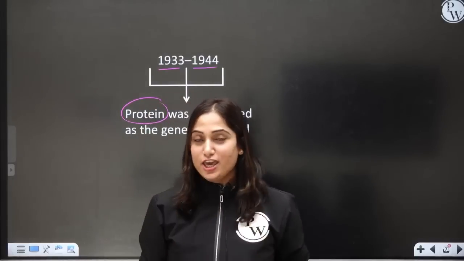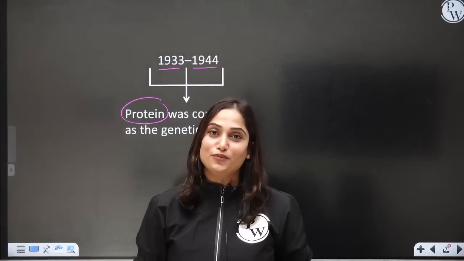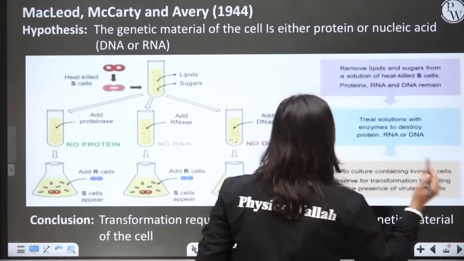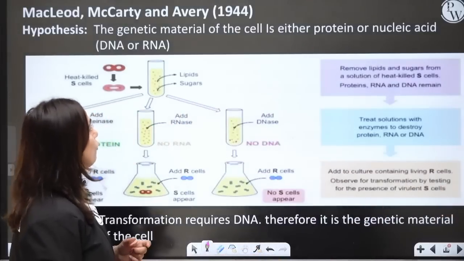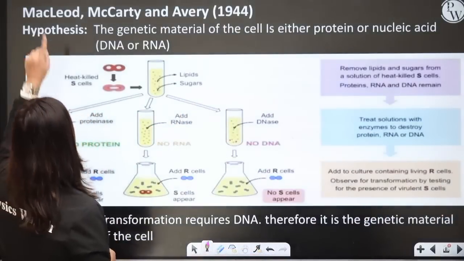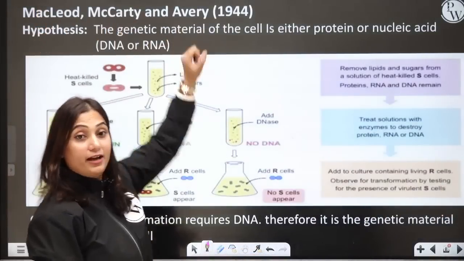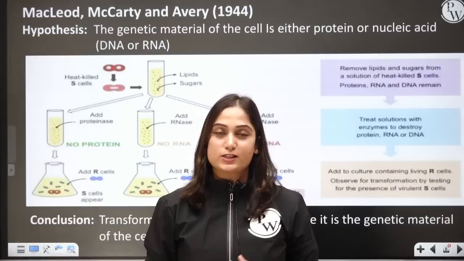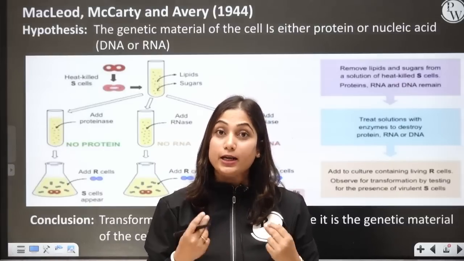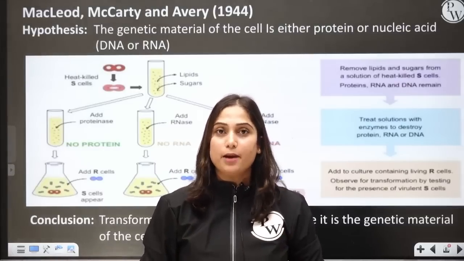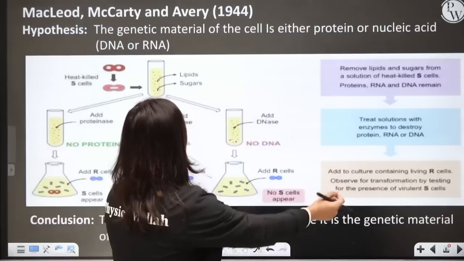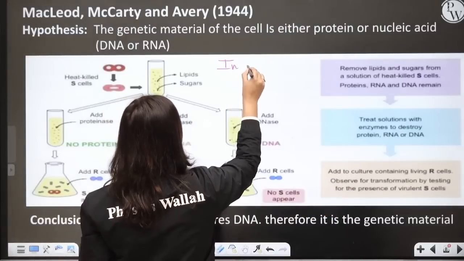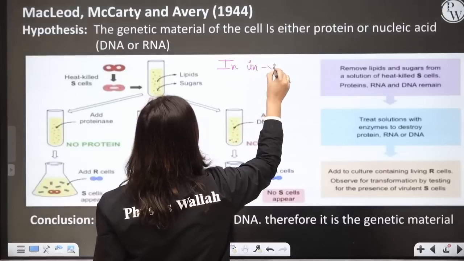But something changed in the year 1944. And what changed? Let's discuss. In the year 1944, there was an experiment, that is MacLeod, McCarty and Avery's experiment. They liked the experiment of Griffith and repeated it in lab conditions. That means they repeated the experiment in in vitro conditions.